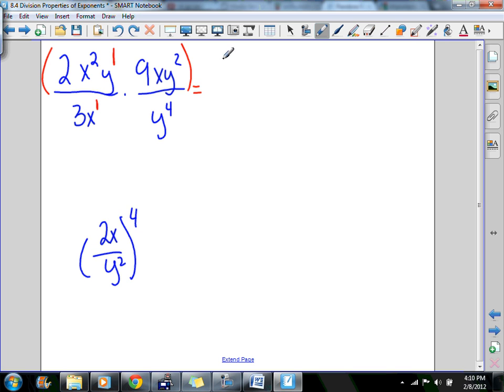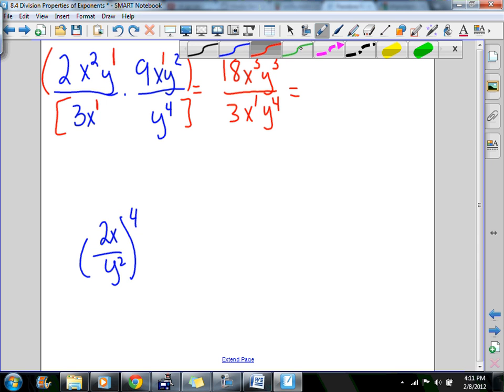2 times 9 is going to be 18. X squared times x to the first is going to be x cubed. And y to the first, y squared, is going to be y cubed. So the 2's went together, the x's went together, the y's went together. We put that all over the bottom, now we're looking at. 3 goes with nothing, so it's 3. X to the first, y to the fourth.